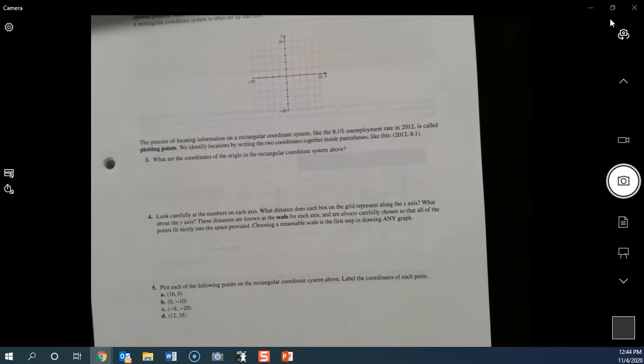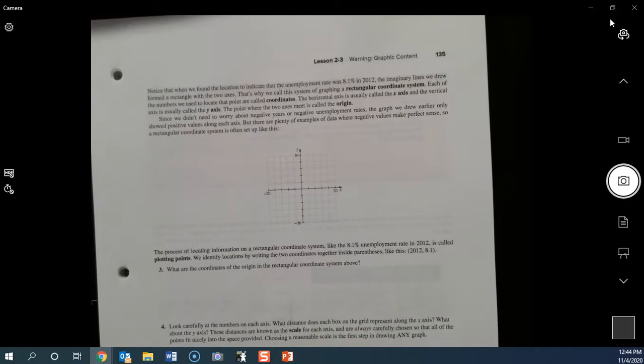Okay, now it says, notice that when we found the location to indicate that the unemployment rate was 8.1% in 2012, the imaginary lines we drew formed a rectangle with the two axes. That's why we call the system of graphing a rectangular coordinate system. Each of the numbers we use to locate that point are called coordinates.